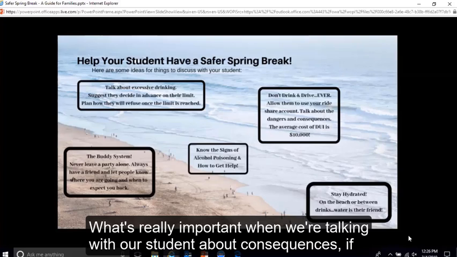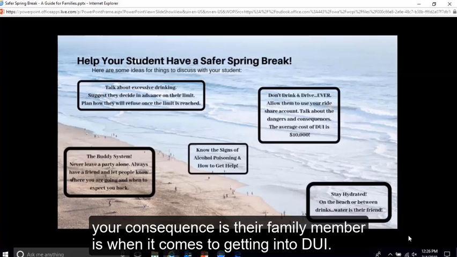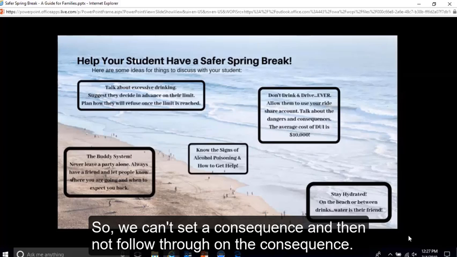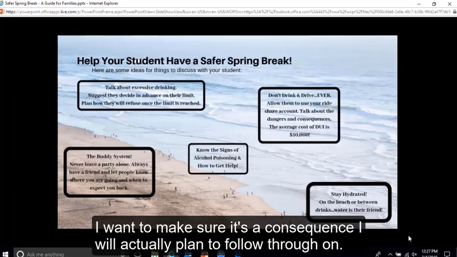What's really important when we're talking with our student about consequences is, if it's in your power to take away their car or their car insurance, or whatever your consequence as their family member is when it comes to getting a DUI. When I used to work in inpatient treatment, I shared this a lot with family members: we can't be paper tigers. We can't set a consequence and then not follow through on it. So if I'm setting consequences with my student regarding this type of behavior, I want to make sure it's a consequence I will actually plan to follow through on.